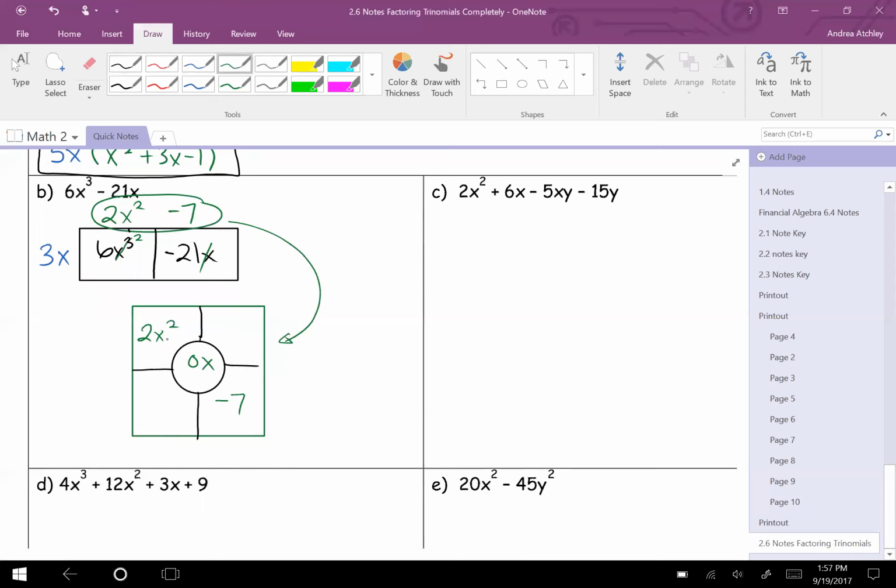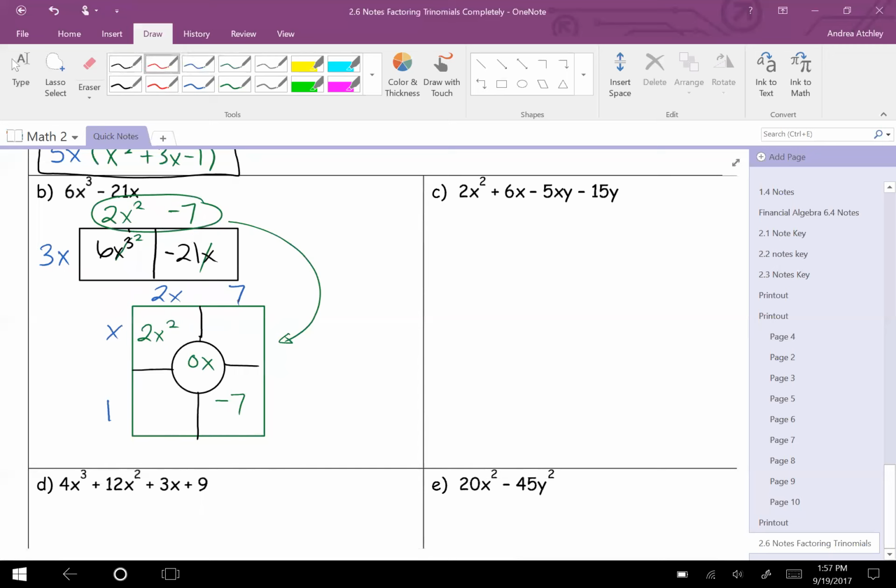Okay, Bobby, what multiplies to 2x squared? That would be giving me x squared. What about 2? 2x and x. Very good. What multiplies to 7? 7 and 1. Okay, let's check if that works at all.